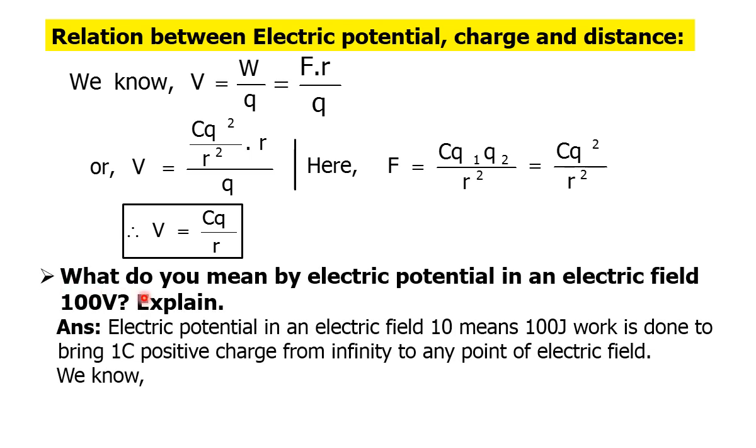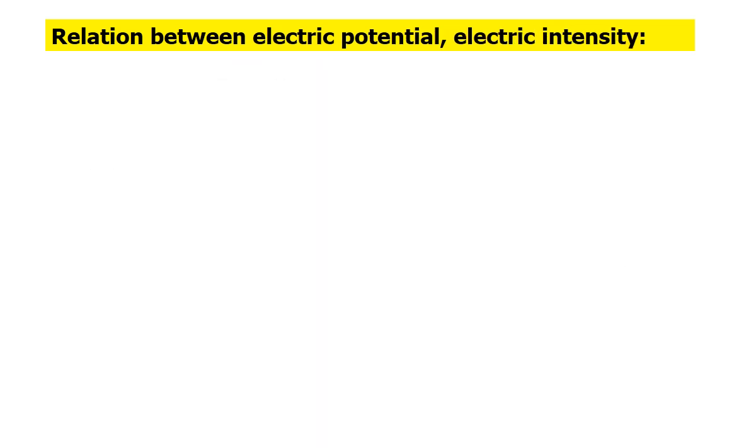There is a question: what do you mean by an electric potential of an electric field being 100 volt? It's a very important question. It means 100 joule of work is done to bring 1 coulomb of positive charge from infinity to any point of the electric field. If you want to calculate, then we write the formula V equals W by Q. W is given as 100 joule and 1 coulomb charge is given here, so the result of electric potential will be 100 volt.